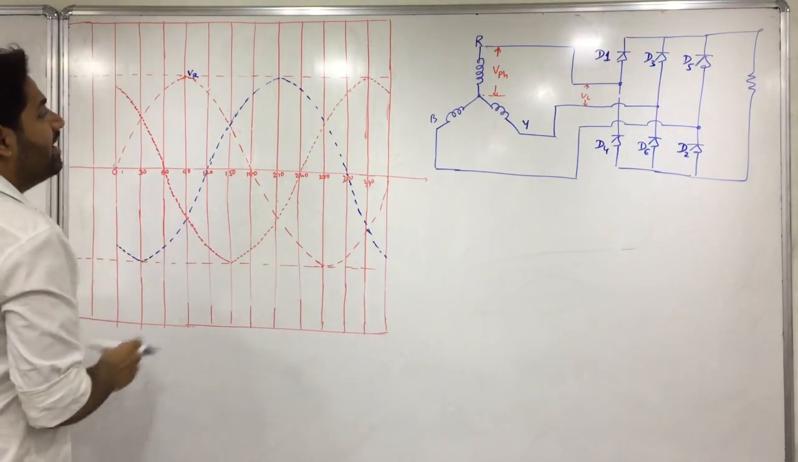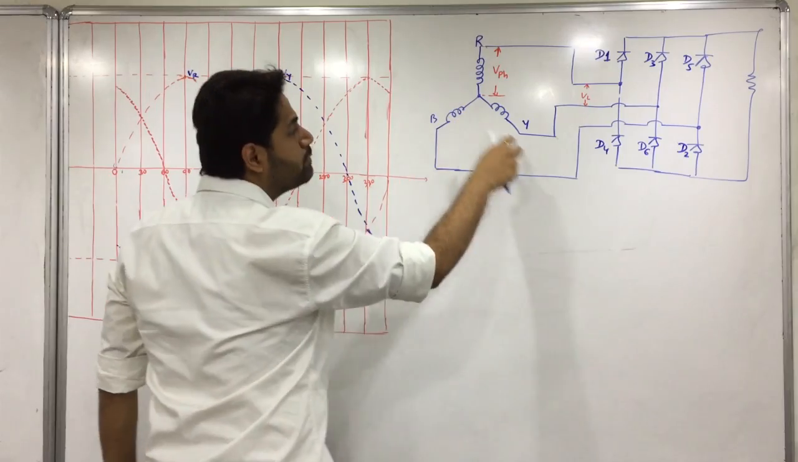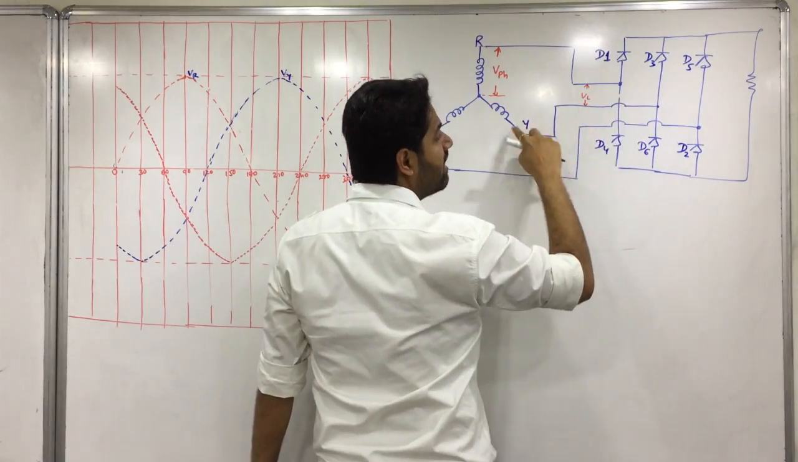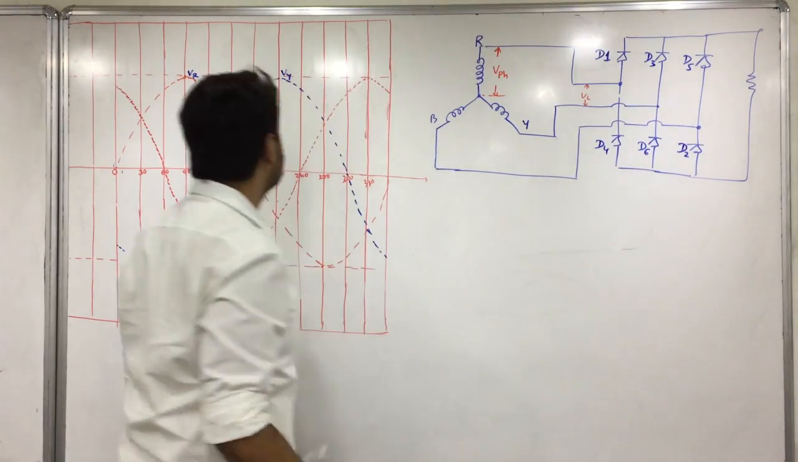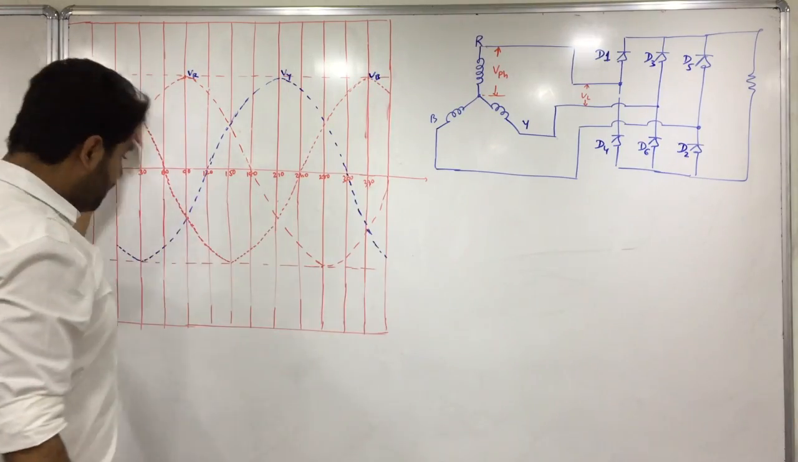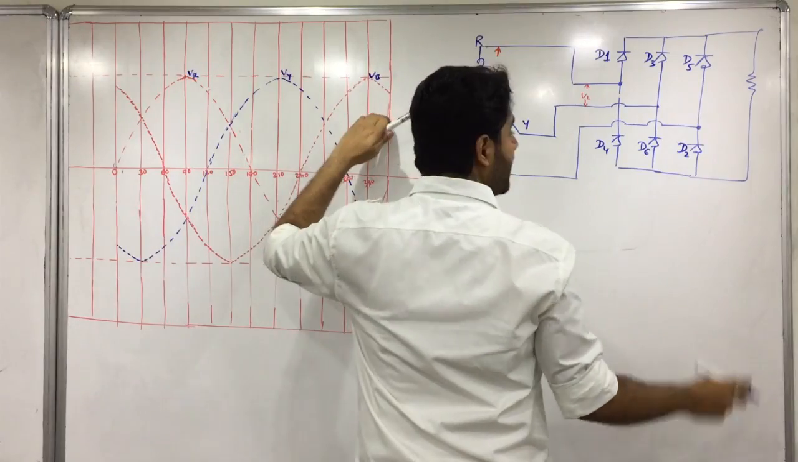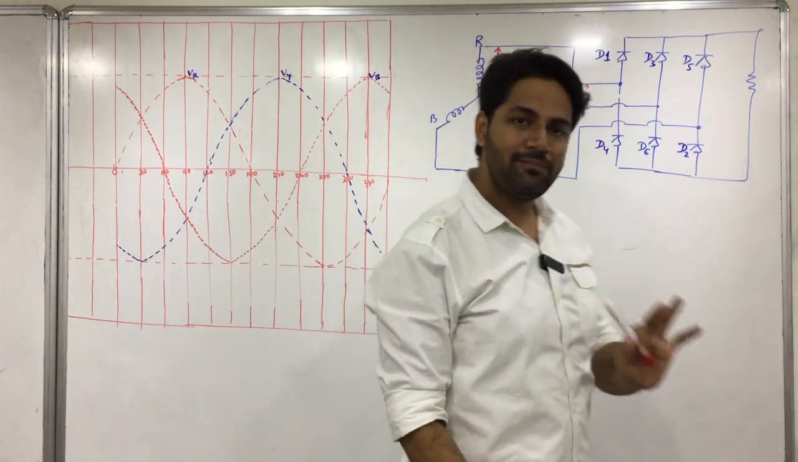Now let's say this is my VY. When VY is positive, D3 will conduct, and when VY is negative, D6 will conduct. When Vb is positive, D5 will conduct, and when Vb is negative, D2 will conduct. Yes or no? Fine.